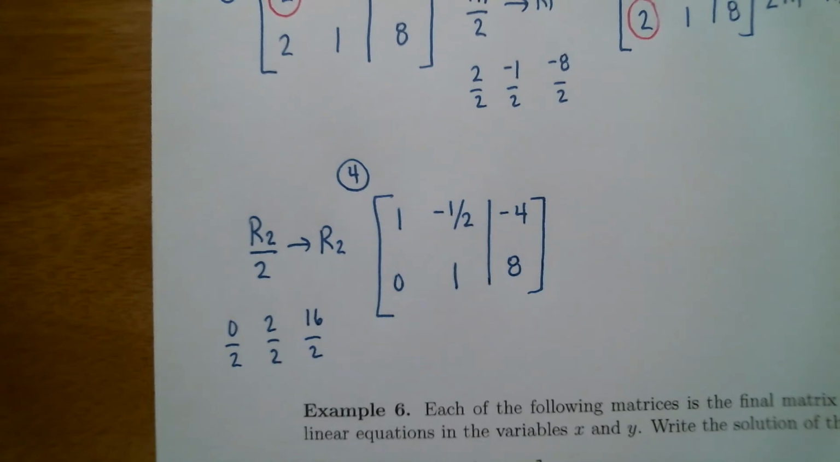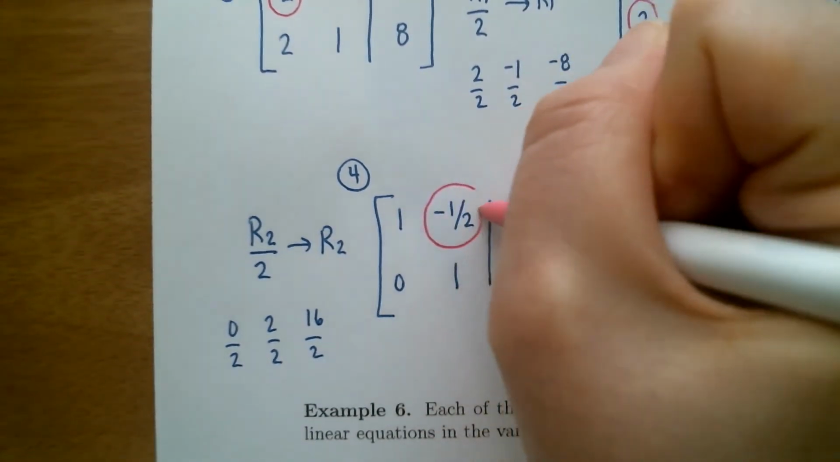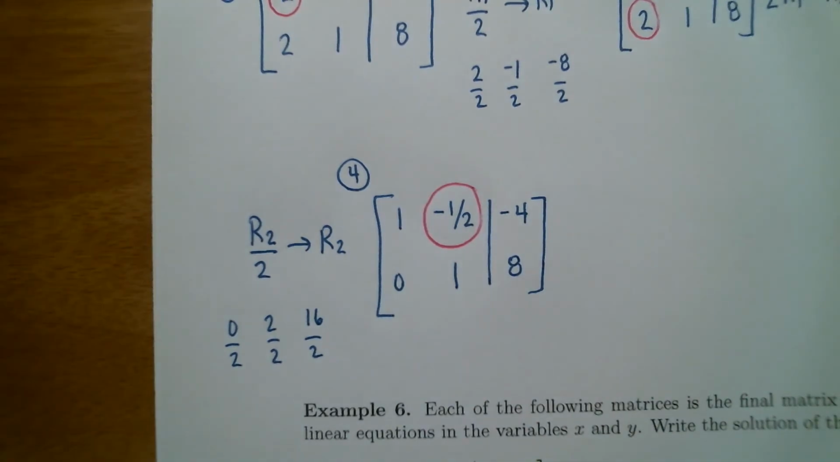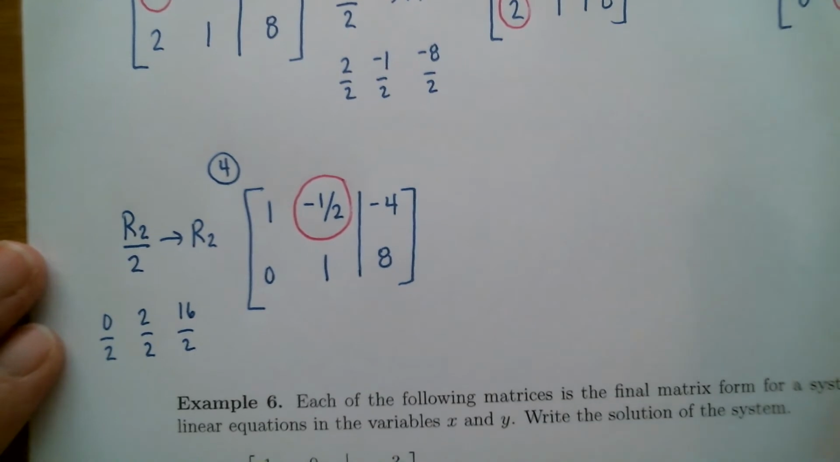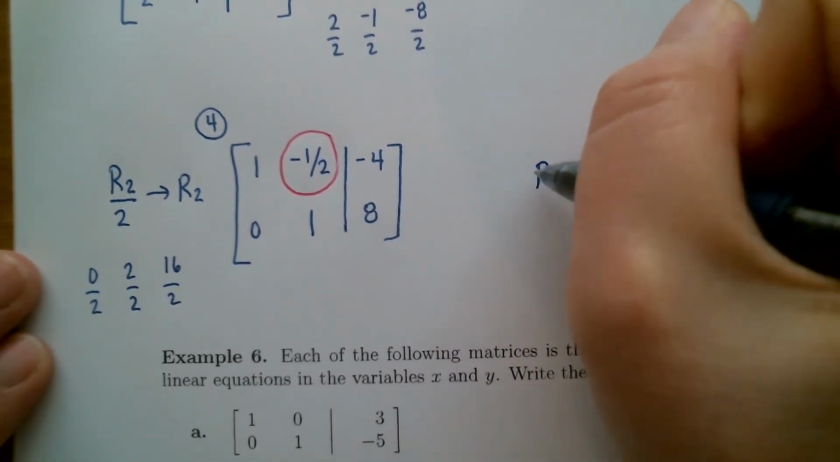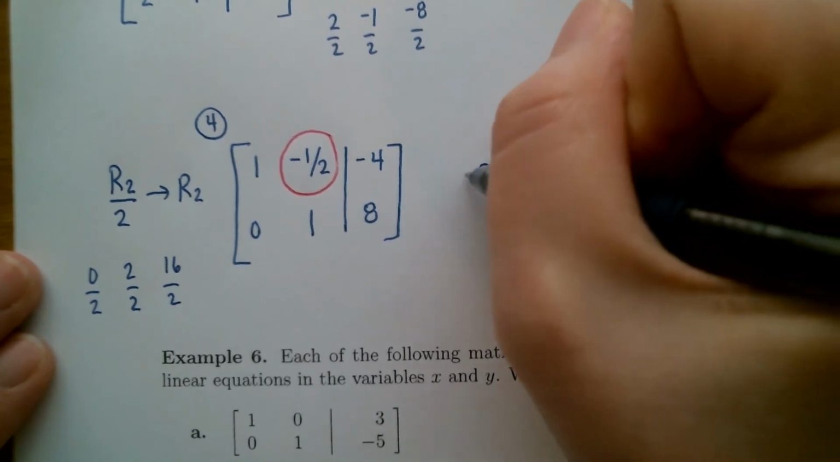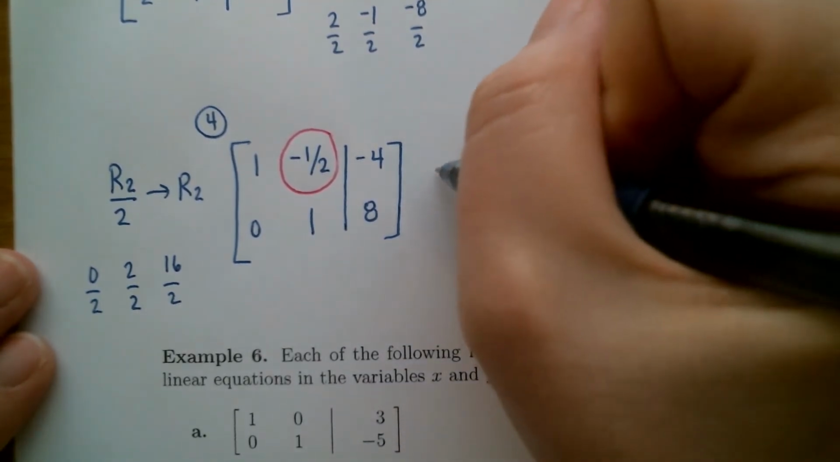Because now that we've got our 1 on our main diagonal, now we need to zero out this negative 1/2. To get a 0, we've got to apply the third row operation. We are making a change to row 1, so to row 1, we are going to add a multiple of another row. So the other row is row 2.